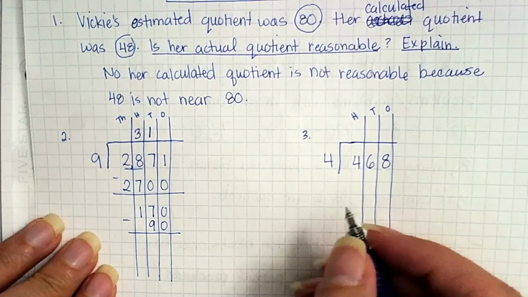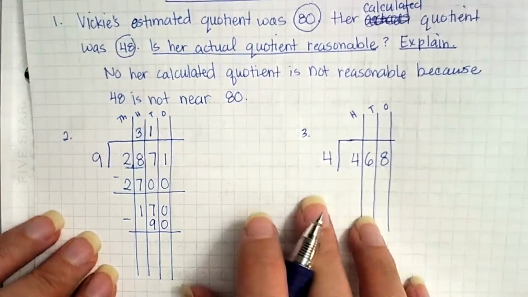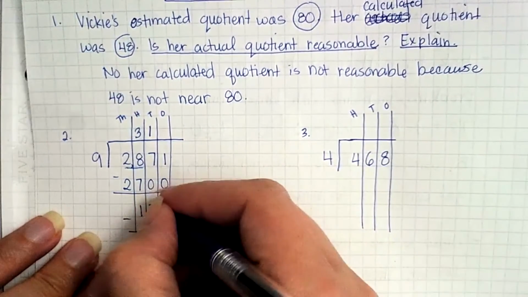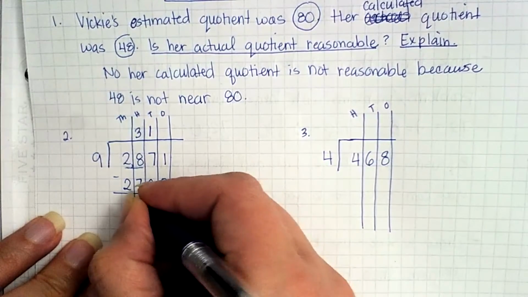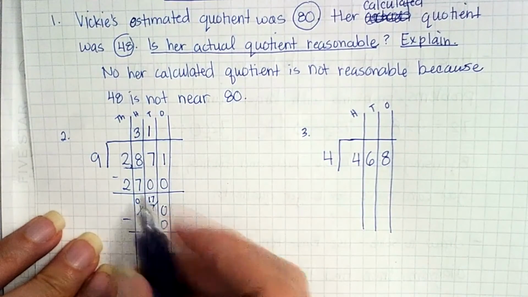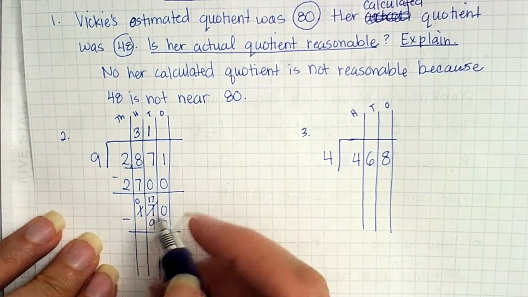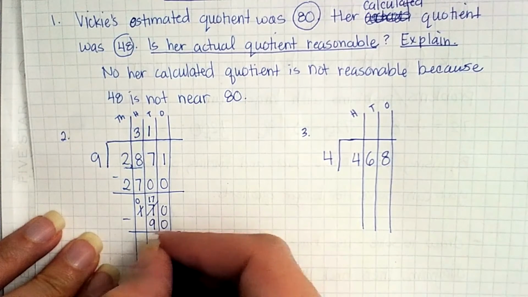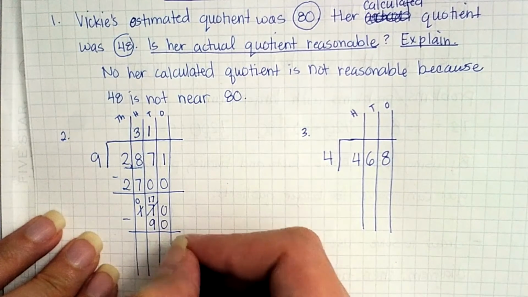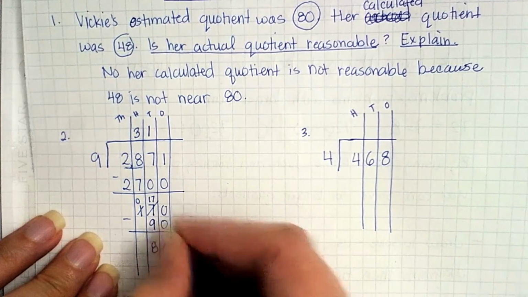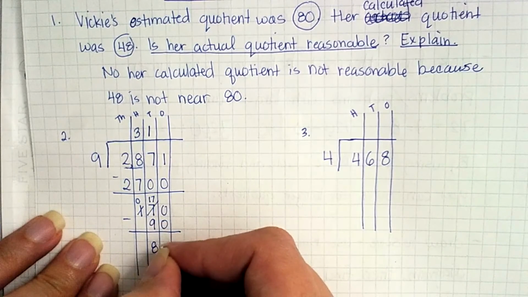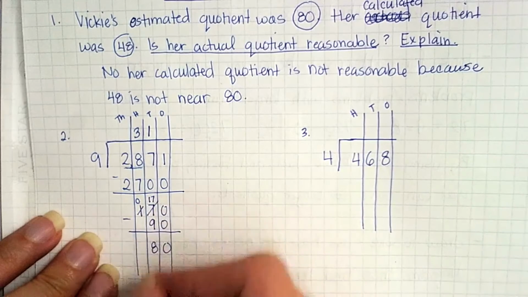170 minus 90 is going to give me, so 0 minus 0 is 0. I can't do 7 take away 9, so this 7 is going to become a 17. I'm going to borrow from there. And since I'm borrowing that one group, there's not any groups left. So 17 take away 9 is going to give me 8. 0 take away 0 is 0. 17 take away 9 is 8. And then there's nothing there.